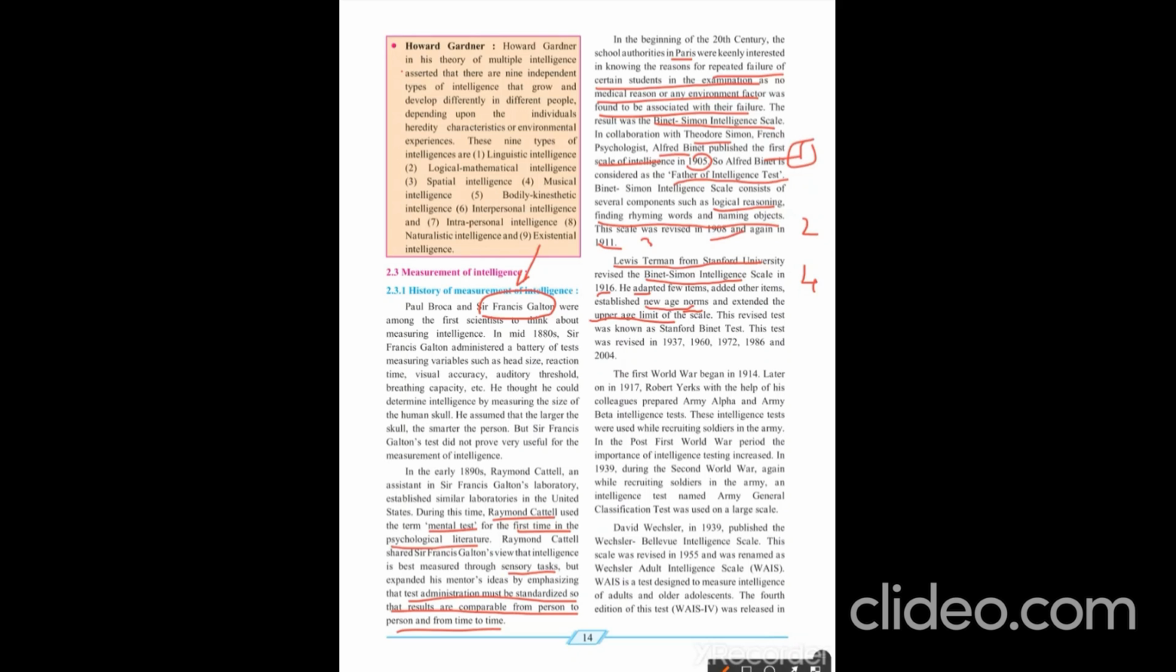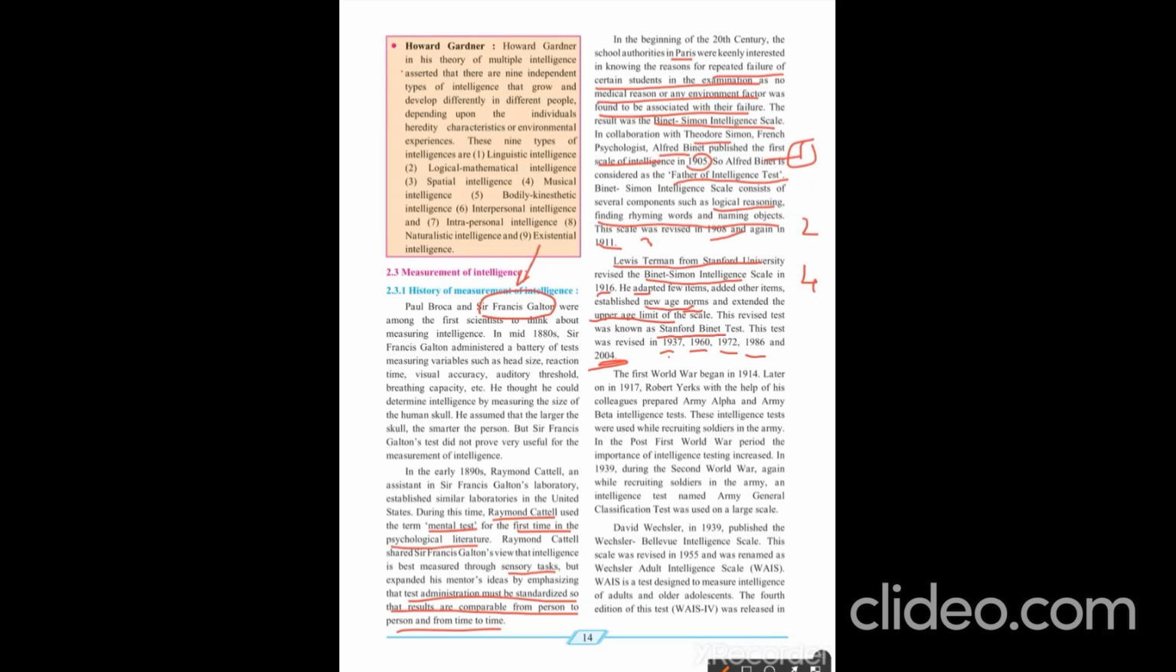This revised test is known as the Stanford Binet test. This test was revised in 1937, that is the fifth time, then 1960, 1972, 1986, and the recent one is 2004.